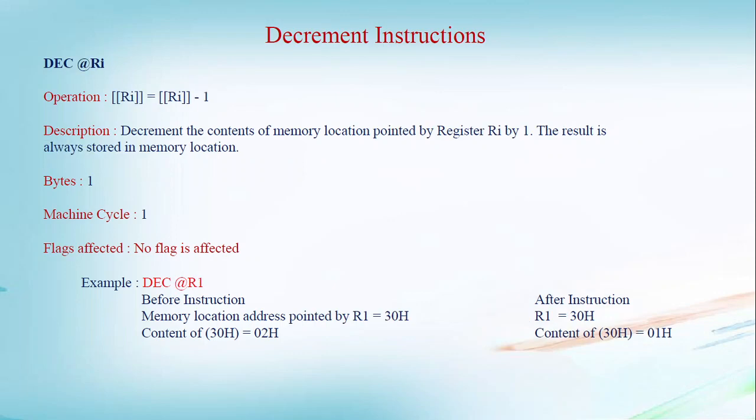Then DEC @Ri decrements the contents of the memory location pointed to by the register Ri by 1. It requires 1 byte and 1 machine cycle. No flag is affected. Example, DEC @R1. It means the content of the memory location pointed to by R1, which is 02H, gets decremented by 1. After the instruction gets executed, the content of 30H will become 01H.